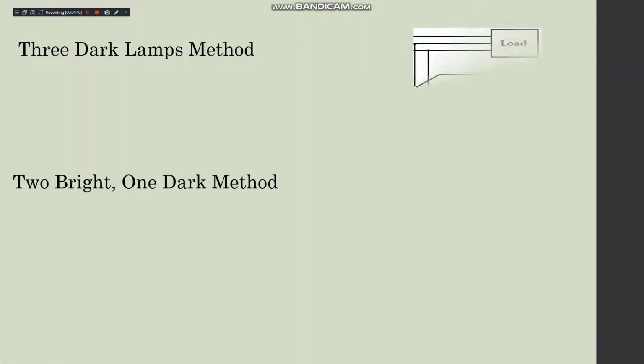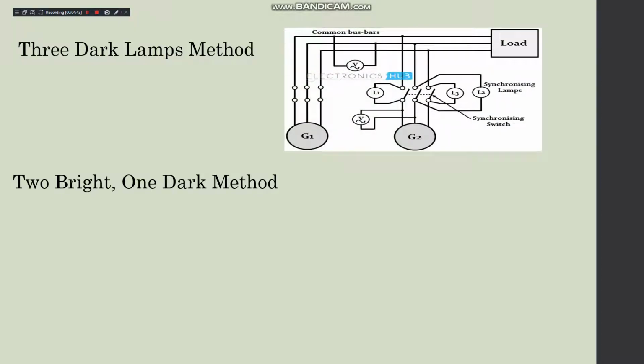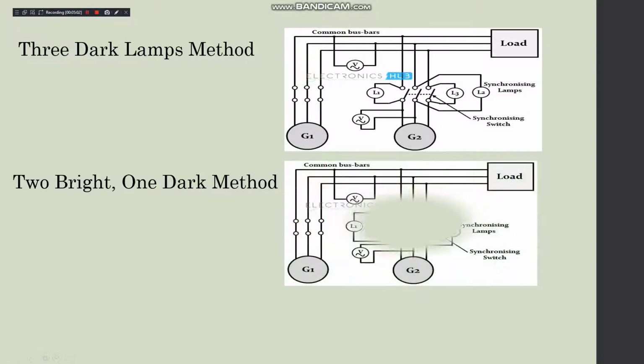The three top lamps method is based on three lamps which go out simultaneously to signify that there is no phase delay and the oncoming generator is in phase with the bus bar system, according to the voltage as well. The next one is the two bright one dark method, which uses two sequences, L1, L2, and L3, which signifies that the oncoming generator has a higher frequency than the common bus bar system. If the sequence is L1, L3, and L2, then we say that the oncoming generator has a slightly lower frequency than the common bus bar system.